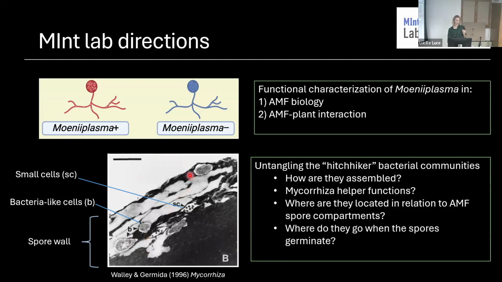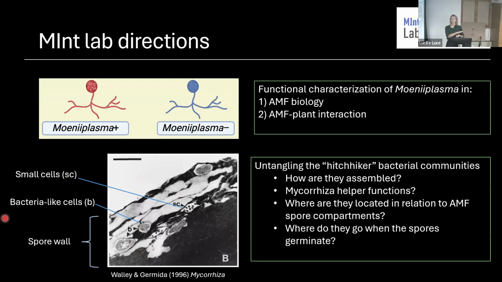And they also found these even small cell-like structures, which in size are smaller than any known bacteria. So that's what I would love to find out. Where are these different communities of the endobacteria in relation to the fungal spore in the different compartments? And where do they go when the spore germinates?